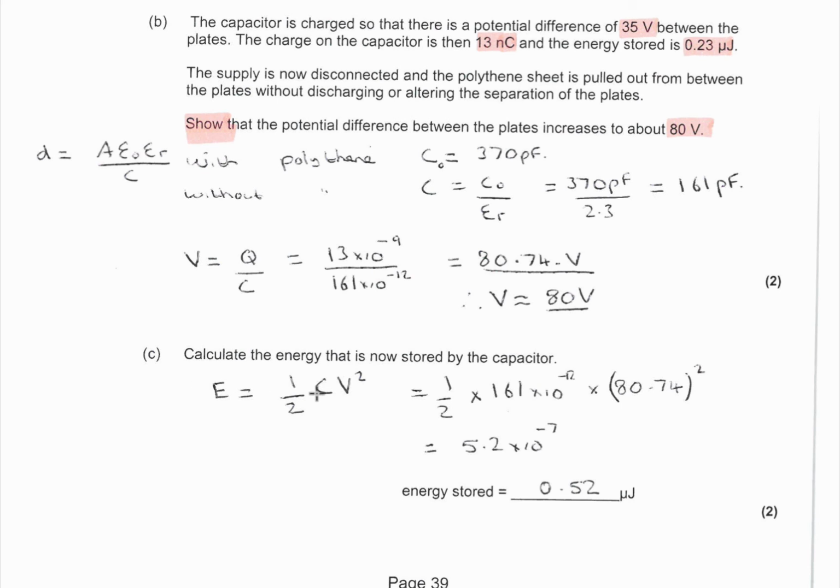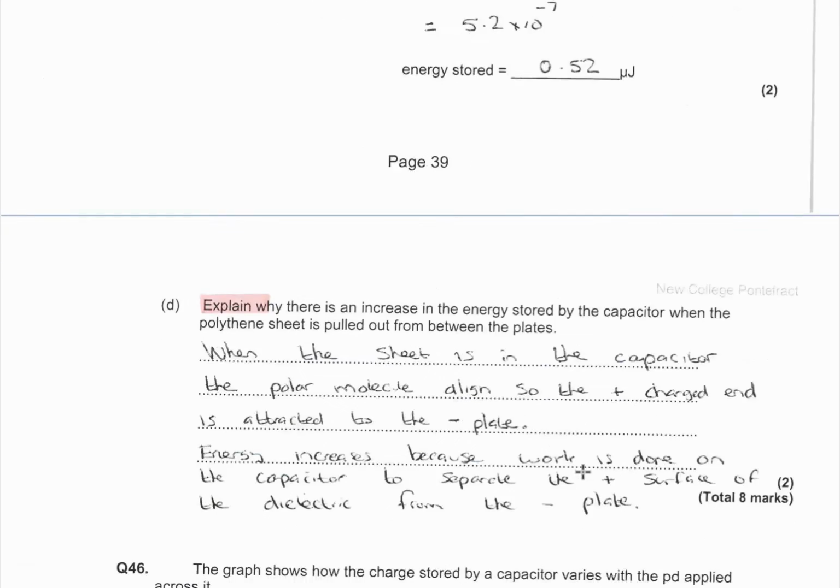C is the capacitance of the capacitor. Well, that we've worked out up here. So that's our new capacitance. V is the new potential difference, which is the 80.74 volts that we've got. And if we simply substitute both of those into the equation, we get 0.52 microjoules. Again, in terms of marking points, putting the correct numbers in is worth 1 mark. Getting the correct answer is worth your second mark.